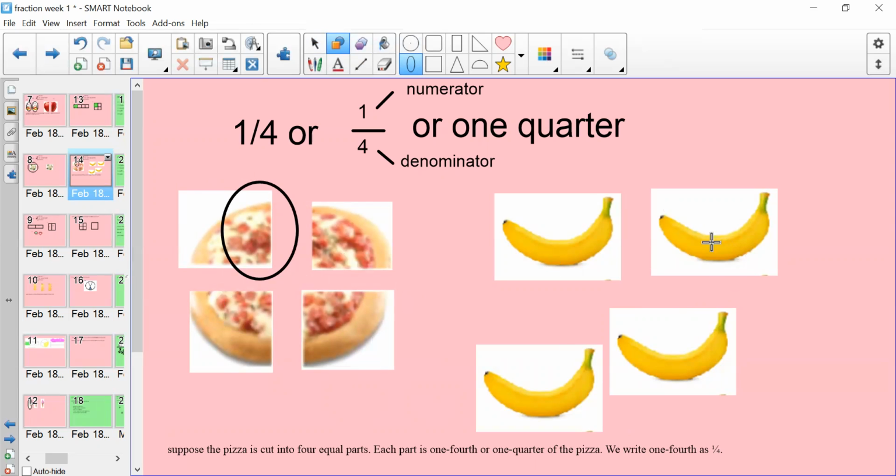Okay, and if we've got 4 bananas and I have to say to you, circle 1/4, how many bananas do you think you're going to circle? Okay, you're going to circle 1 banana. Because I've asked you to circle 1 quarter. So we've circled 1 out of 1, 2, 3, 4.